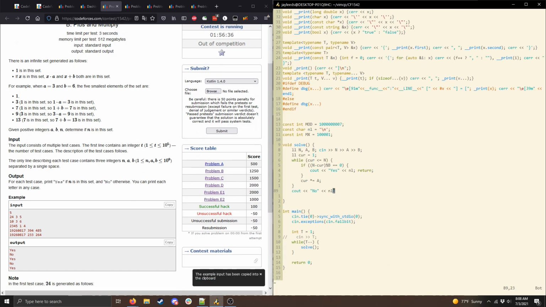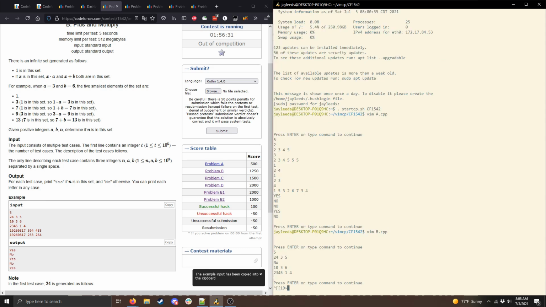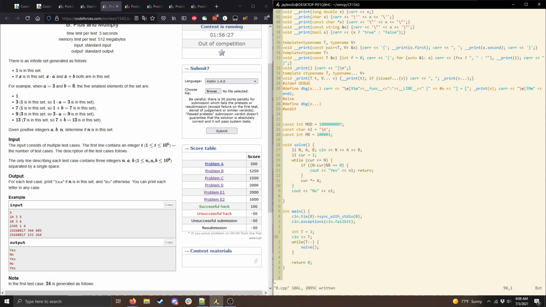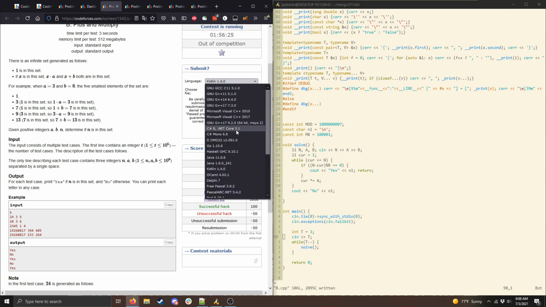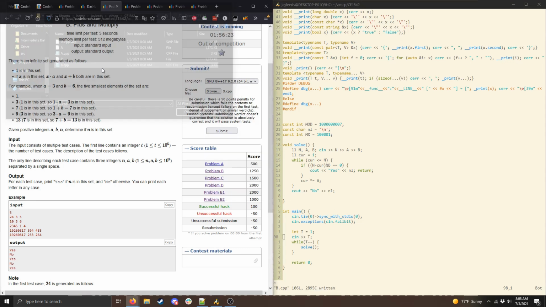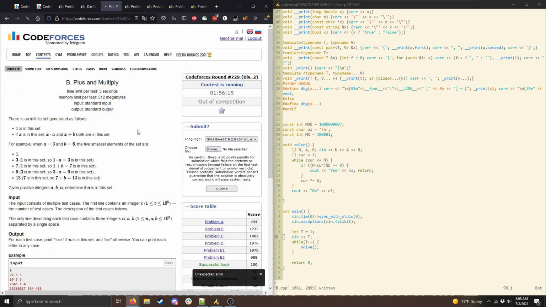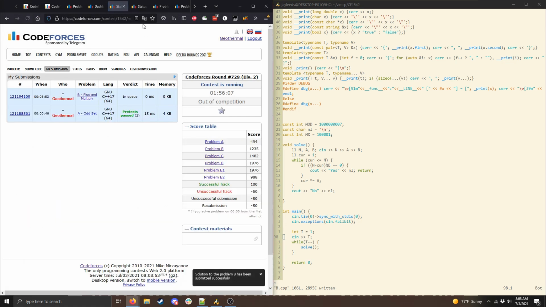I do not know if this is correct. Oh. Alright, I'm gonna submit this. Why does this still have me on Kotlin? Unexpected error? Okay, let's try that again. Alright.